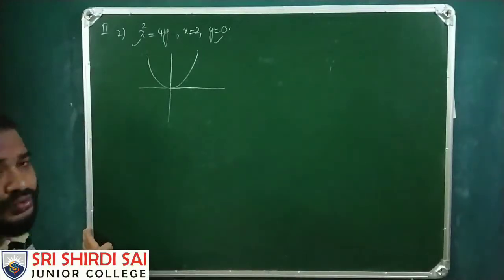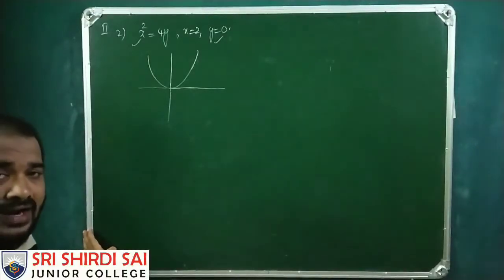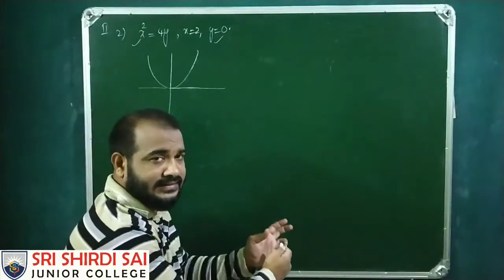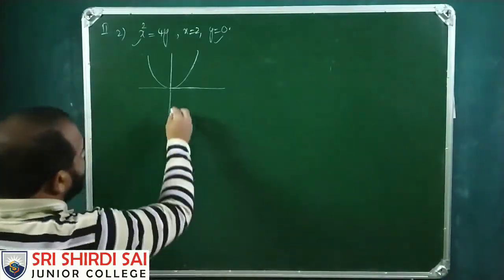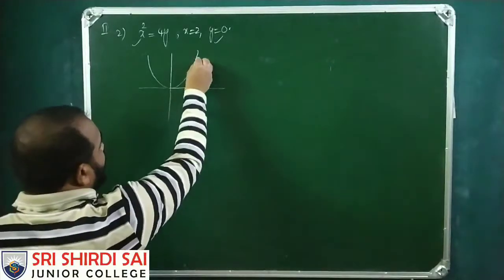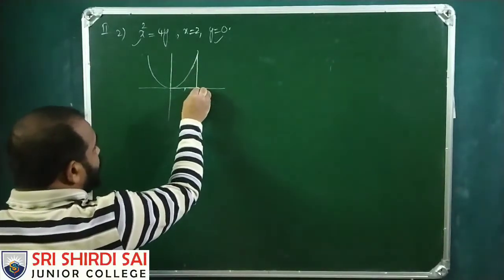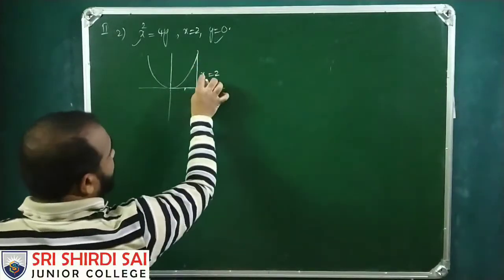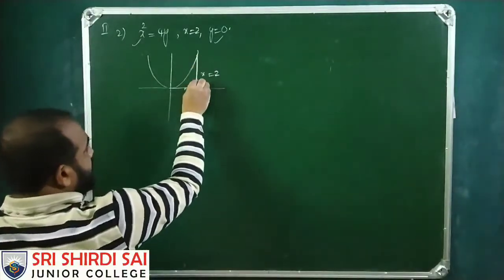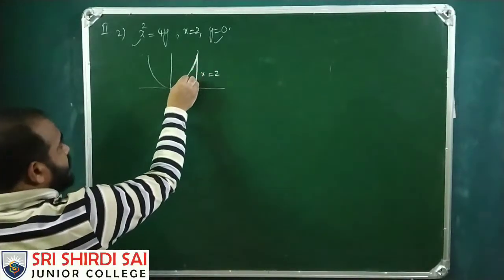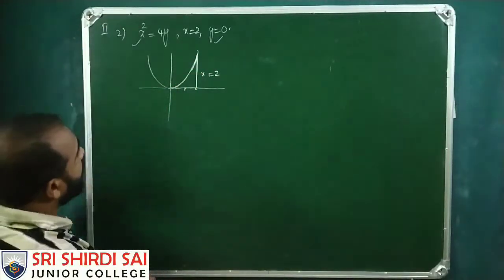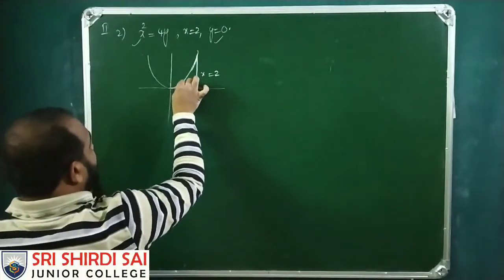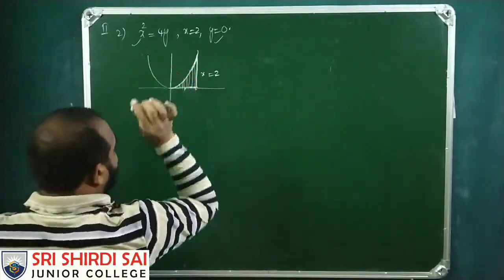x equals k is the line which is parallel to the y-axis. That is a vertical line. So this is 1 and this is 2. This is x equals 2. This is the curve, the given curve, and y equals 0 is the x-axis. So this area is what we need to find.